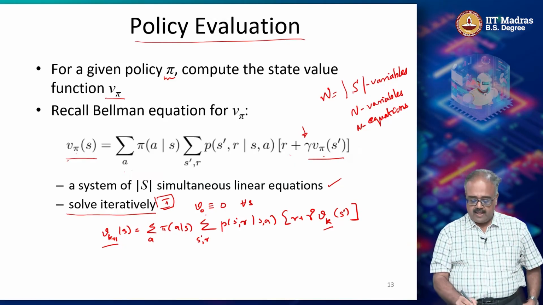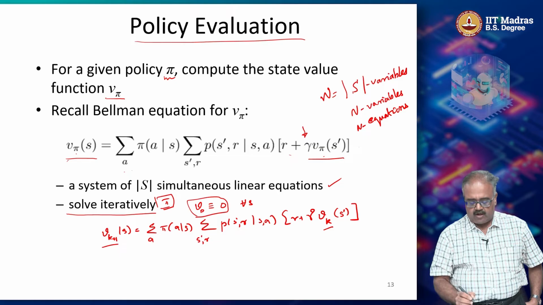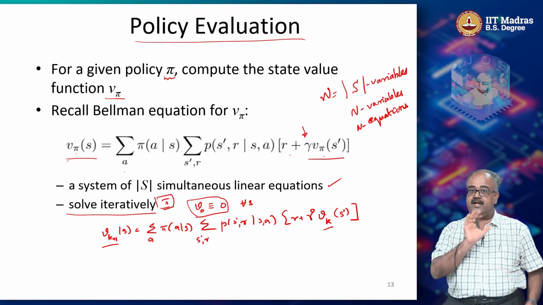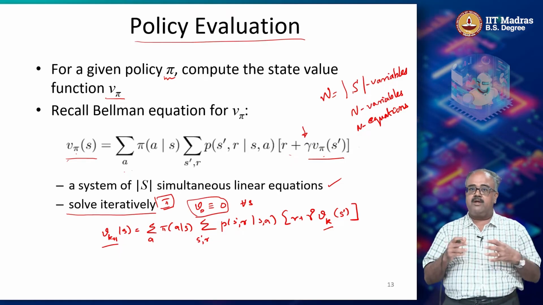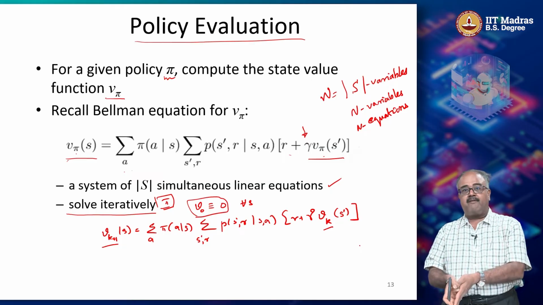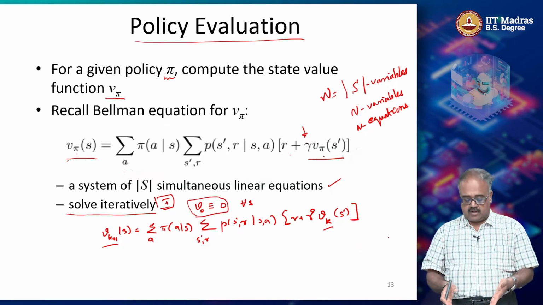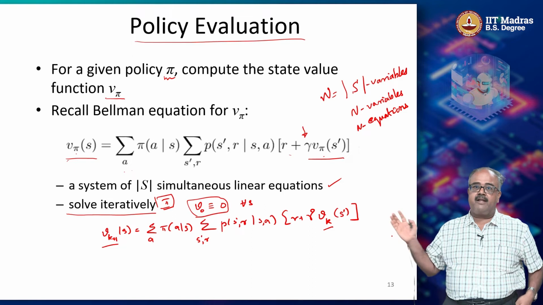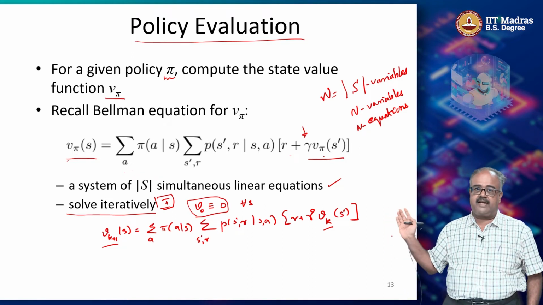So how do I do that? I start off by defining v naught equal to 0, and then from there I am going to plug in my v naught on the right hand side. Now everything is known on the right hand side, right. If I plug in v naught on the right hand side, everything is known.